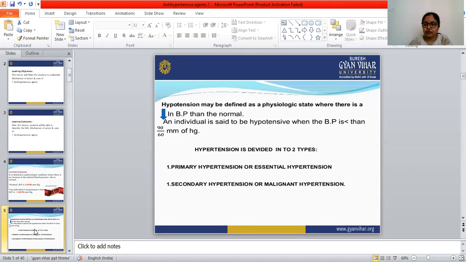So an increase in pressure is called hypertension. If there is a lower blood pressure than the normal, that is called hypotension. The normal range of the blood pressure is 120/80. Above 140/90 is hypertension. Below 90/60 is hypotension. And hypertension is divided into two types: primary hypertension and secondary hypertension. Primary hypertension is known as essential hypertension, and secondary hypertension is known as malignant hypertension.